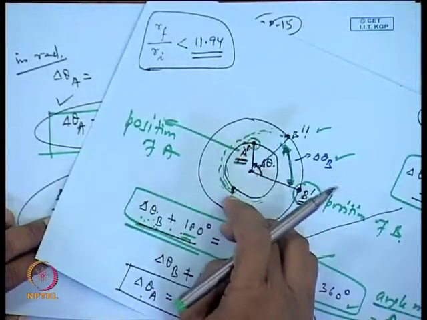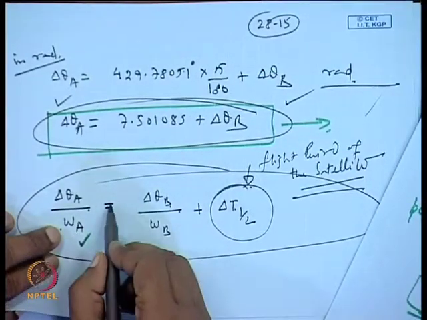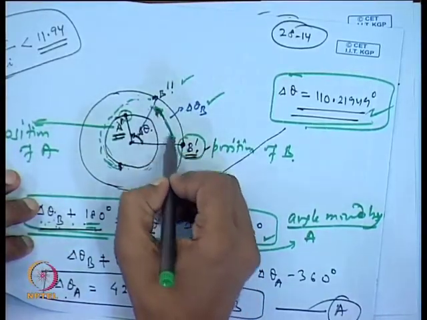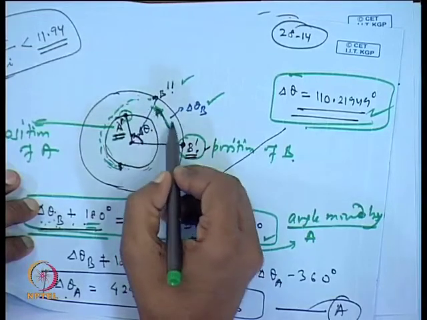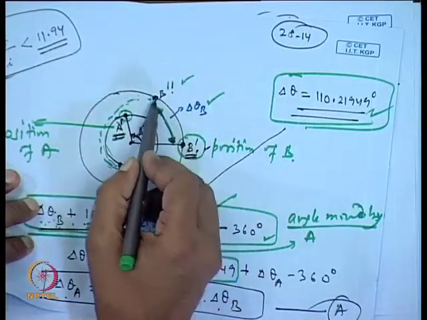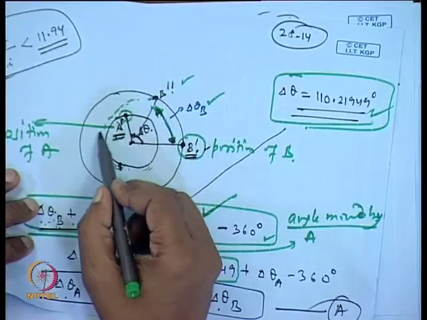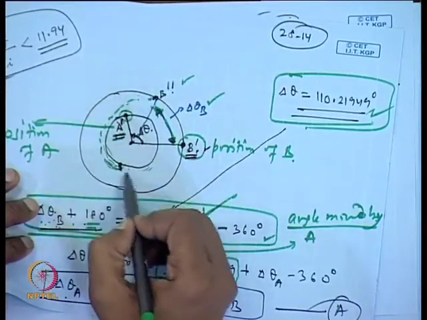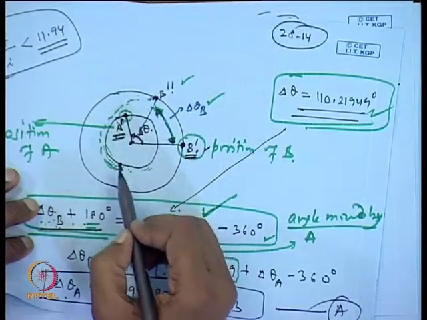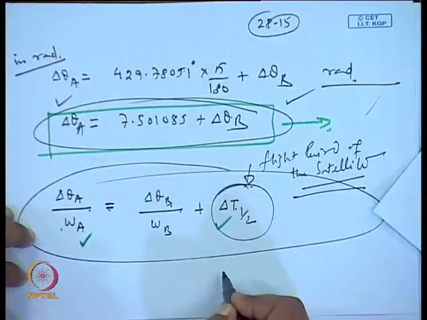So, delta theta a by omega a, where omega a is the angular velocity of the asteroid A, must be equal to delta theta b divided by omega b, which is the angular rate of the asteroid B. So, this is the time taken to cover this angle, and thereafter the time taken to cover this angle from here to here. Okay. So, the satellite will move from this position to this position. How much time is it going to take?